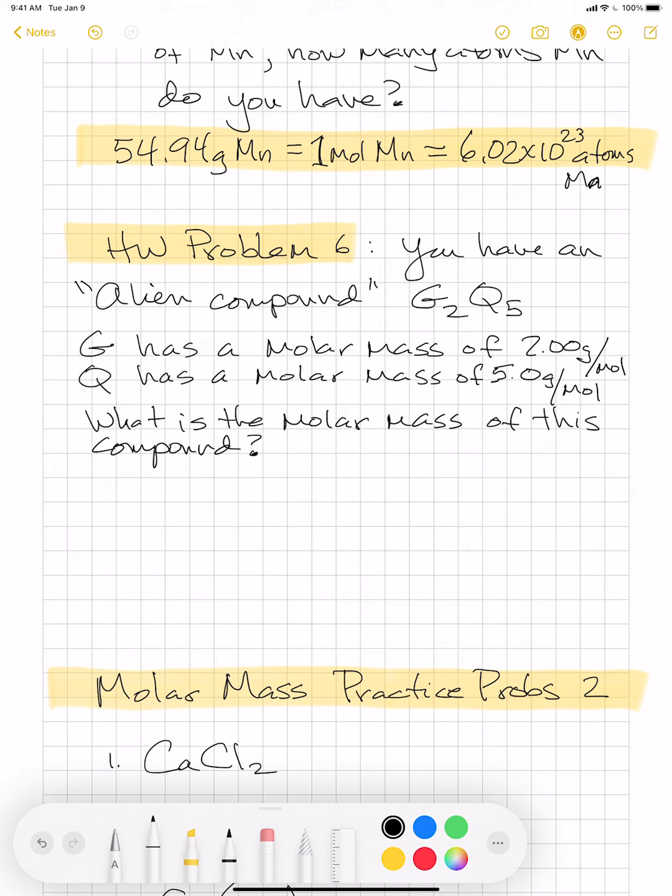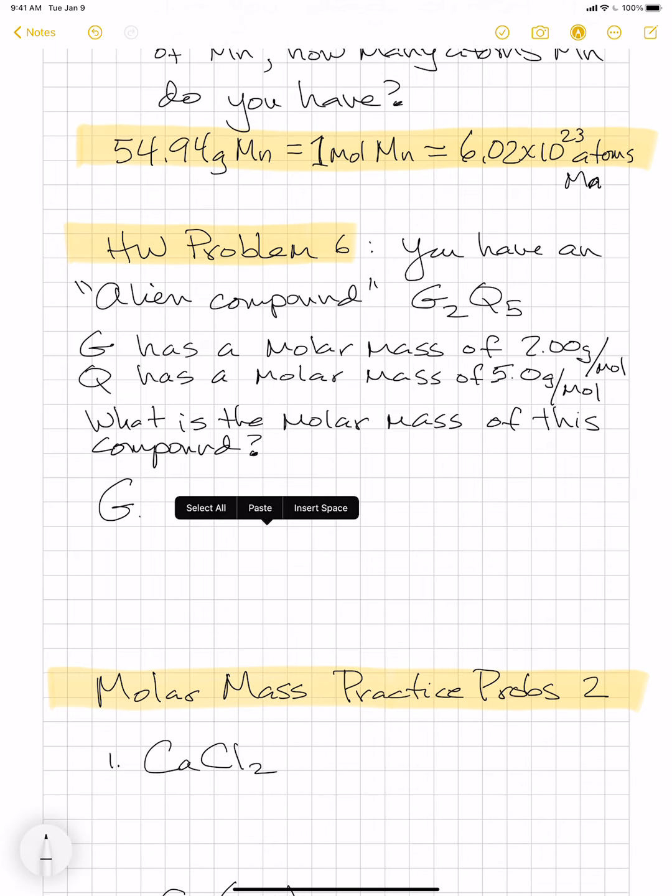So you have an alien compound. The compound is G2Q5, okay? And if you type that into the Google machine, you will get nothing because that does not exist. And so let's use the steps that we learned about how to calculate this.